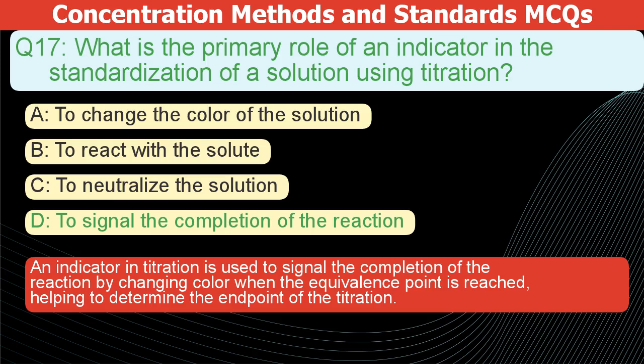The correct answer is D. An indicator in titration is used to signal the completion of the reaction by changing color when the equivalence point is reached, helping to determine the endpoint of the titration.